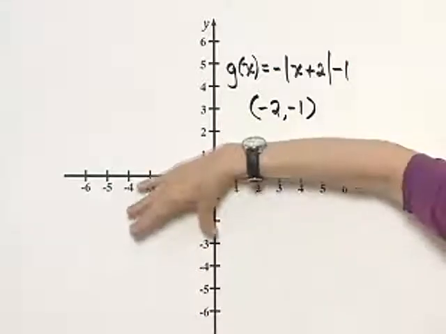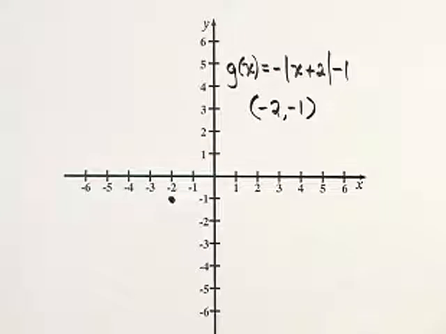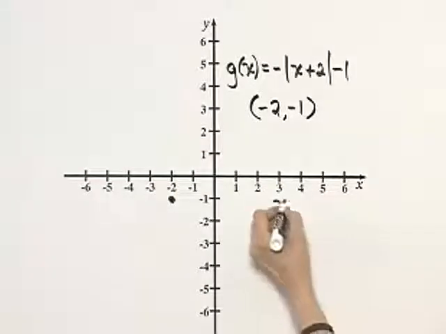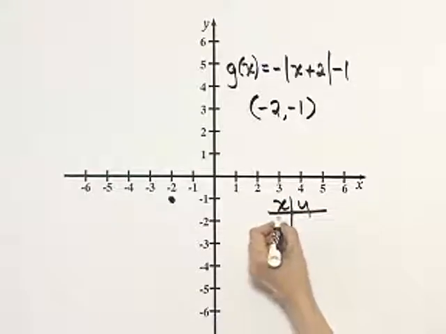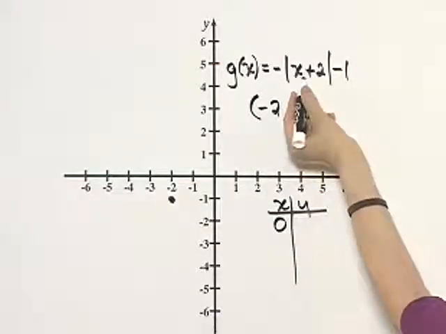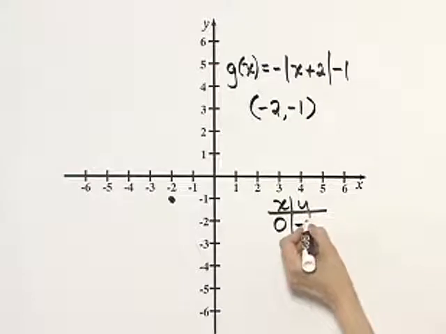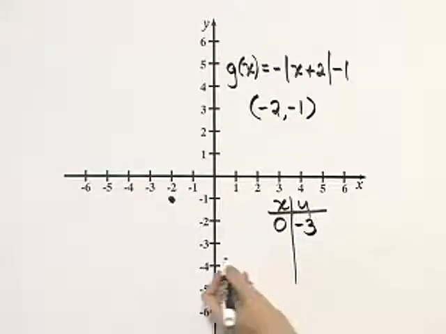It goes downward. If you'd like, find a few more ordered pair solutions. I'll write a few down for you. If you let x be 0, simply let x be 0, and you'll have that y, or g of x, is -3. And that helps us certainly draw the graph.